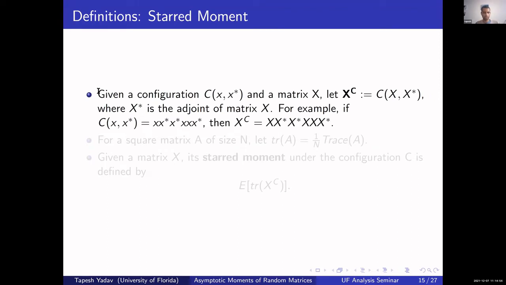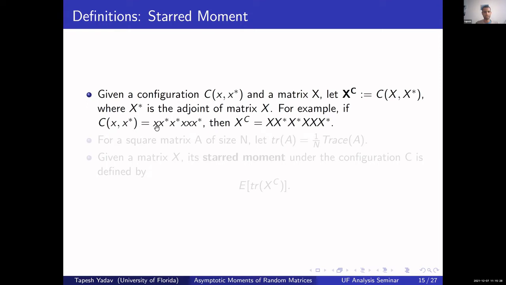Now we define what star moment is for a random matrix. Given a configuration C in x, x star and a matrix X, let X to the power C denote the evaluation of the matrix X under the given configuration, where X star is the adjoint of the matrix X. So it is the evaluation of X and X star under the given configuration. And the meaning is clear from the example.